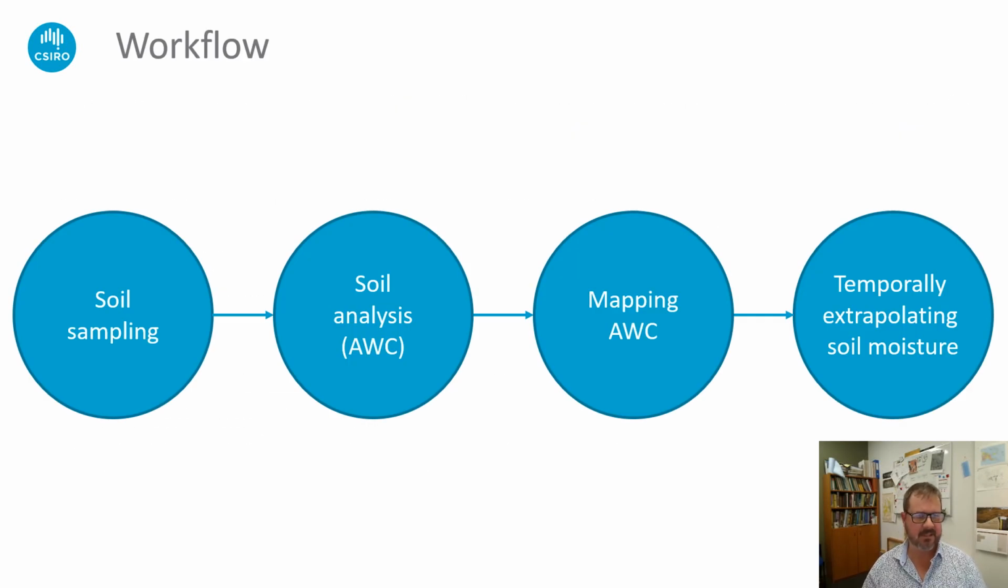There are 4 phases. We go through soil sampling, we do soil analysis, we map the AWC, so we analyze and predict AWC from the soil samples. We map the AWC across the landscape, and then we temporally extrapolate soil moisture across the landscape.